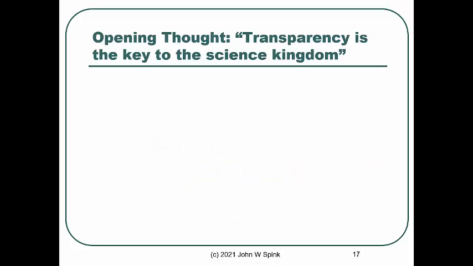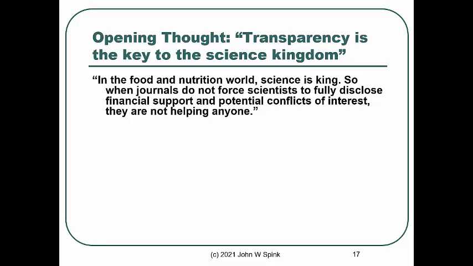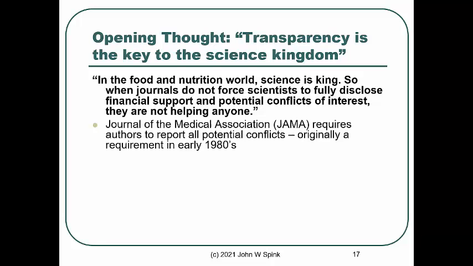So just a thought here, opening thought about transparency. So, in the food and nutrition world, science is king. So when journals do not force scientists to fully disclose financial support and potential conflicts of interest, they're not helping anyone. And things that were interesting is back the Journal of the American Medical Association, JAMA, requires authors to report all potential conflicts. Originally, it was a requirement back in the 1980s, and this is getting more stringent along the way.